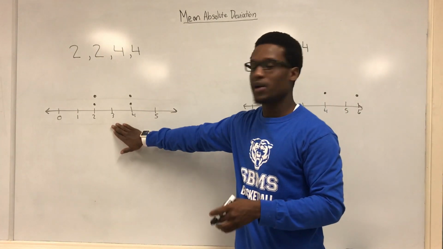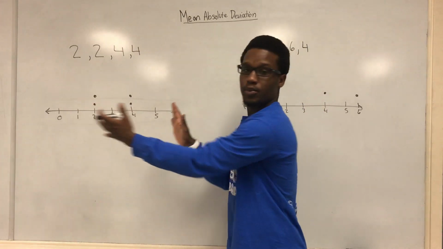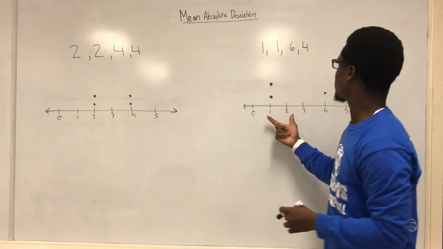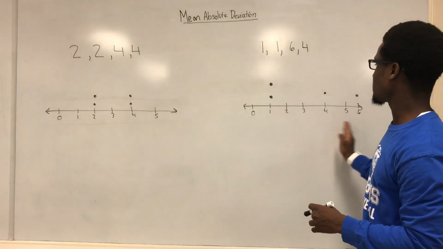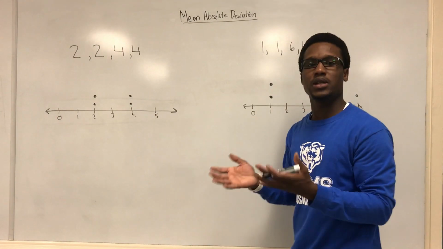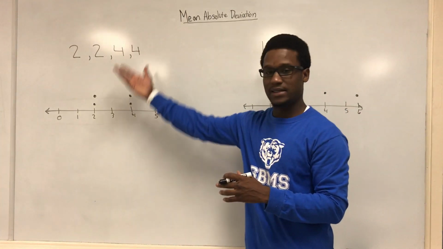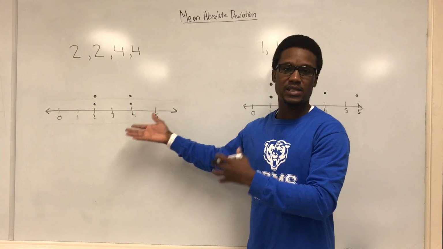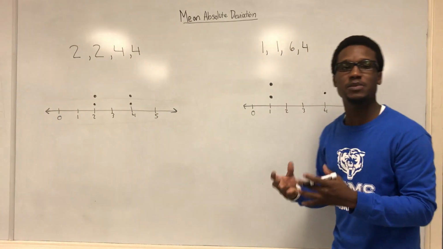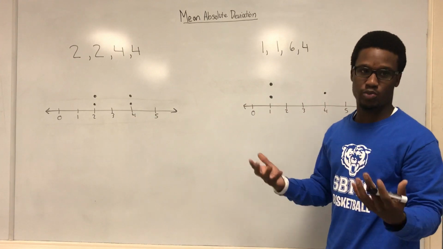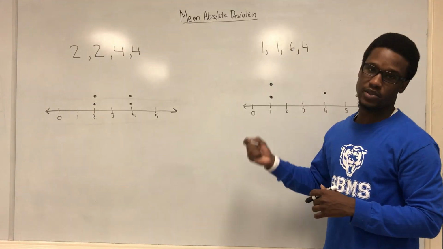As you can see over here, this data is a little bit more consistent. It's less variable because all of the data points aren't as spread out. But if you look over here, you have data over here at the 1 and data over here at 6. We have one at 4. It's really non-symmetrical and the data is really spread out. So we would say that this data set is less variable, all right? And this data set is going to be more variable just because of the way the data is spread out, okay? So let's go ahead and calculate the mean absolute deviation.